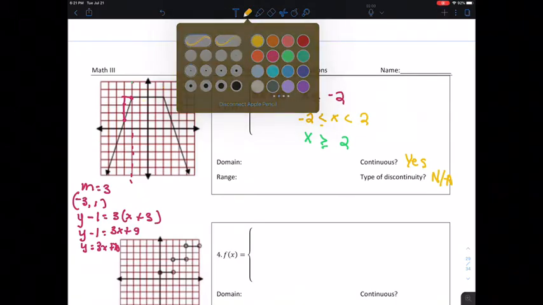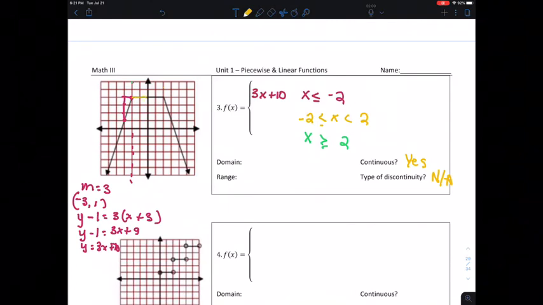The line in the middle, the yellow line, is simply a horizontal line, so it's simply going to be y equals 4.